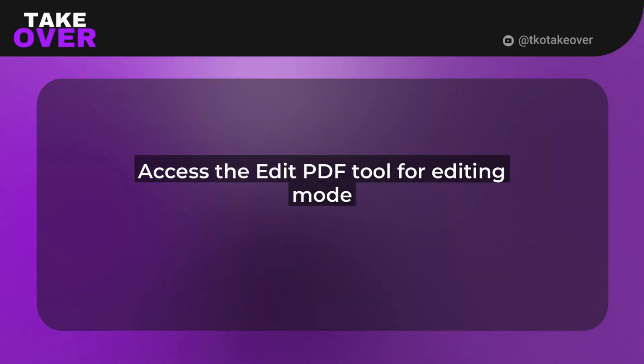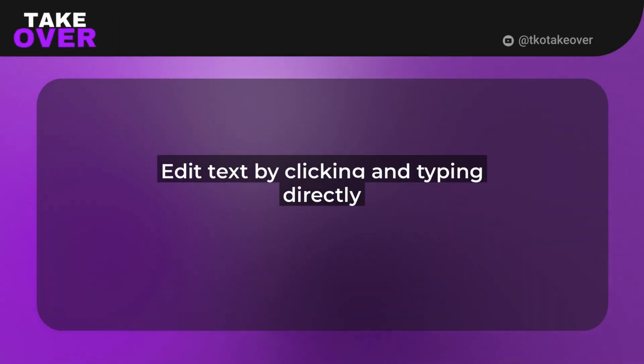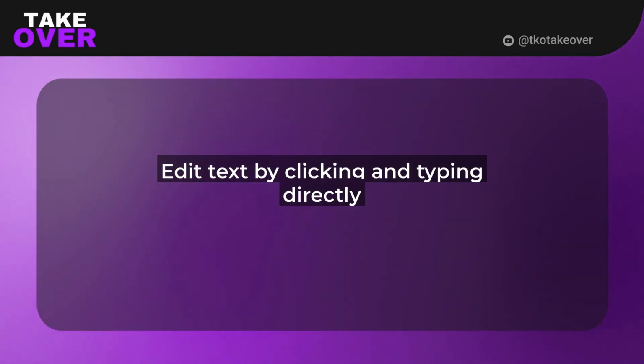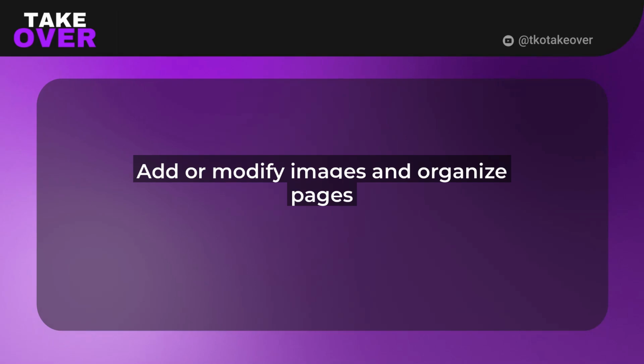Now for the fun part, editing content. Simply click on any text in the document, and you can type directly to make changes. To add or replace images, use the toolbar at the top, select Add Image, and choose your file from your computer. If you need to rearrange pages, go to the Organize Pages tool, where you can add, delete, or reorder them with ease. Don't forget to handle any formatting issues.